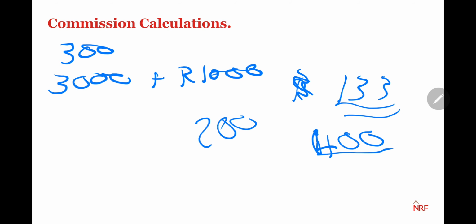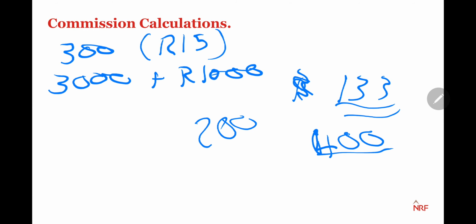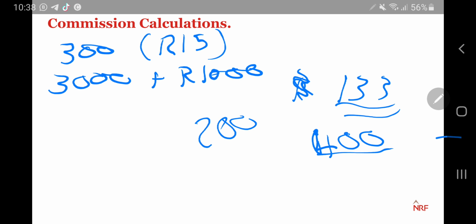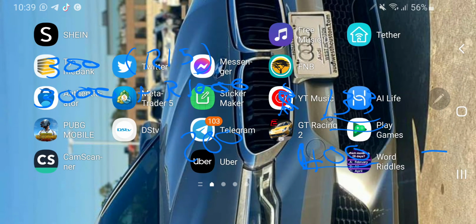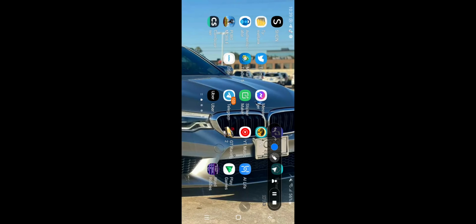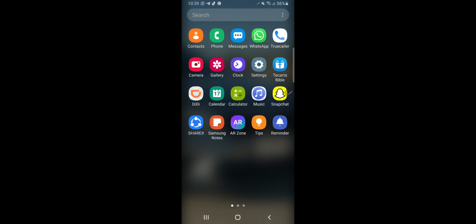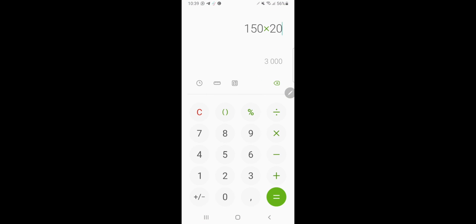No, my math is wrong. I'm lying. It's more than that, guys, because the commission is 15 rands, not 10 rand. It's 15 rand. My partner has just corrected me. So you get more than 3,000. I'm lazy to go to the calculator, but let's do it. It was easier to calculate in tens.